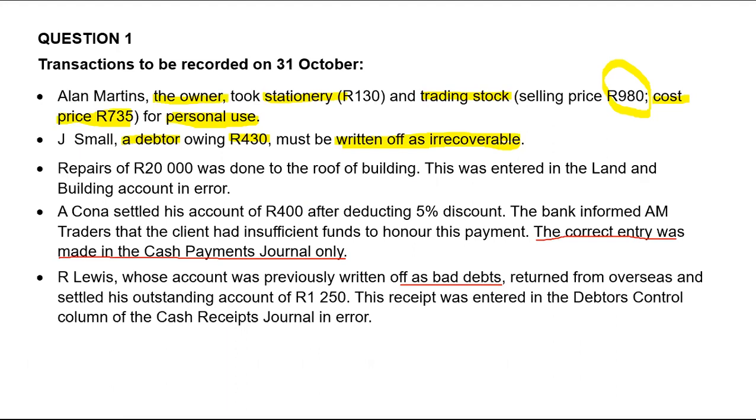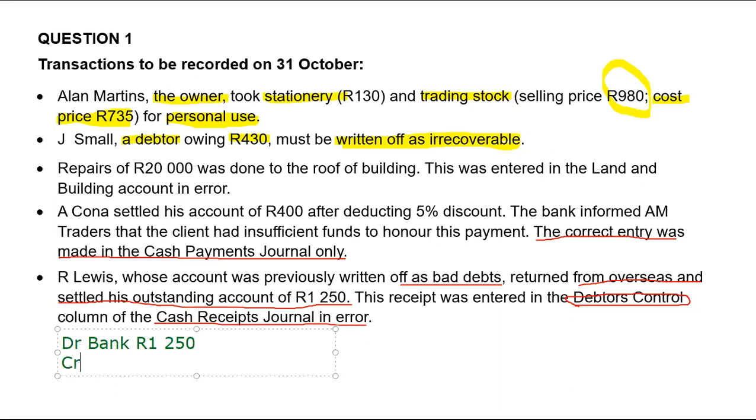It says that R. Lewis returned from overseas and settled his outstanding account of 1,250. This receipt was entered. You see, that's where the problem is, guys. It was entered in the debtors control column in the CRJ. And when you enter it in the debtors control column in the CRJ, this is what you are doing. You are saying that I'm going to debit bank by 1,250, and that transaction is correct.